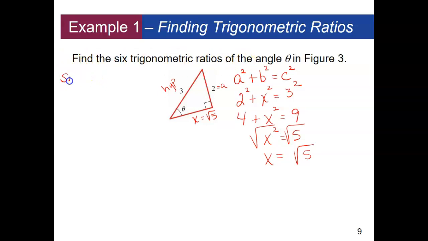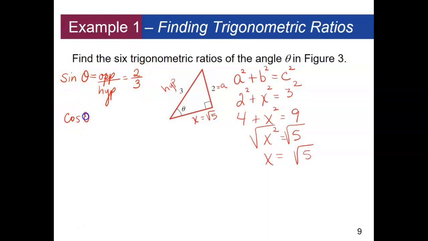The first one I'm going to start with is sine of theta. Sine of theta is going to be opposite over hypotenuse. So in relation to theta, my opposite side is 2. My hypotenuse is 3. So my ratio is 2/3. So sine of theta is 2/3.